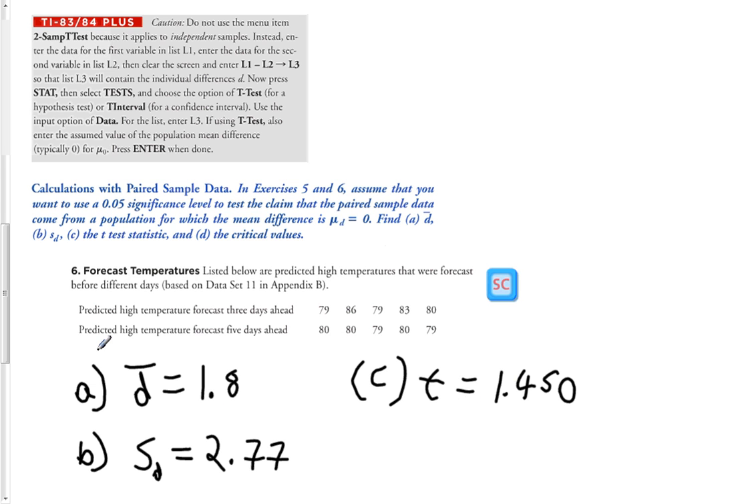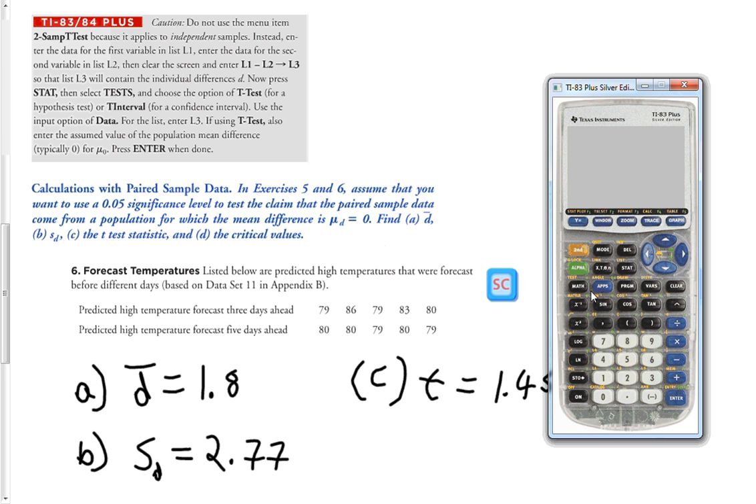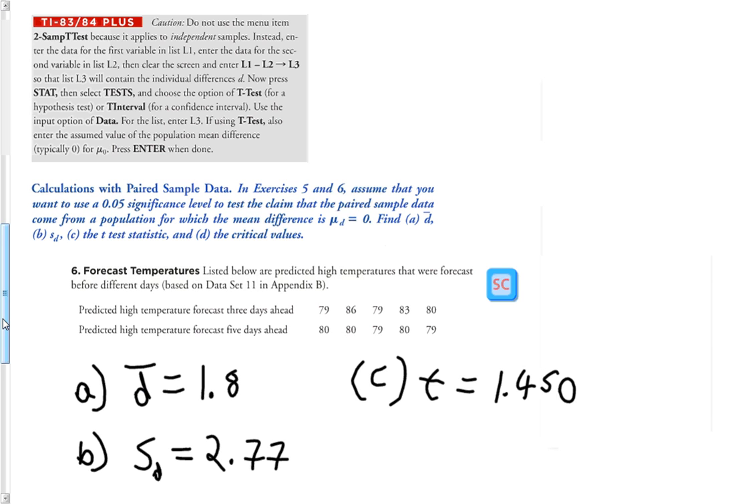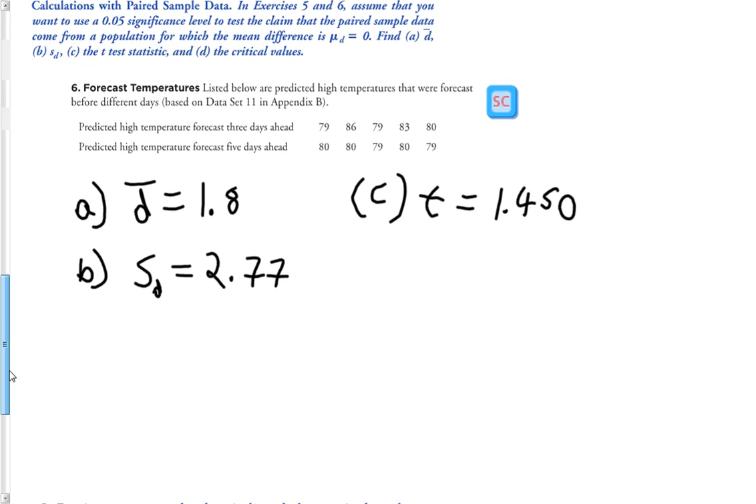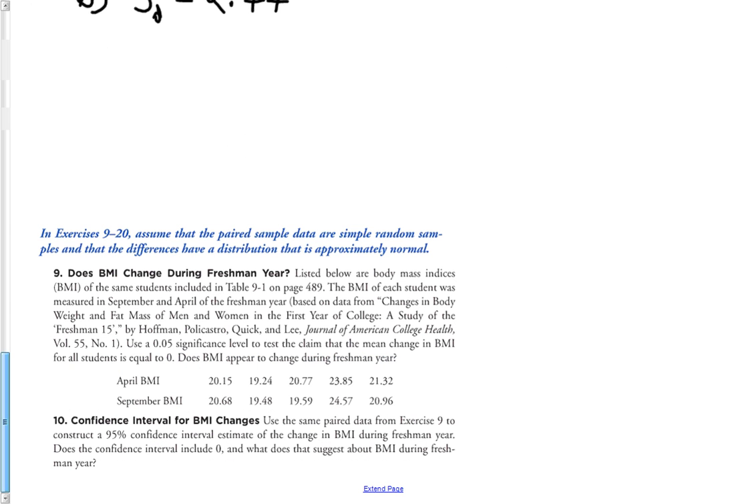But we have enough here on our TI to make the determination of whether we should reject or fail to reject the null hypothesis based on just the p-value. You see the p-value here is 0.22, which means we're probably going to fail to reject the null hypothesis. The p-value method is the preferred method for our course anyway. All right, so that would be problem number 6.